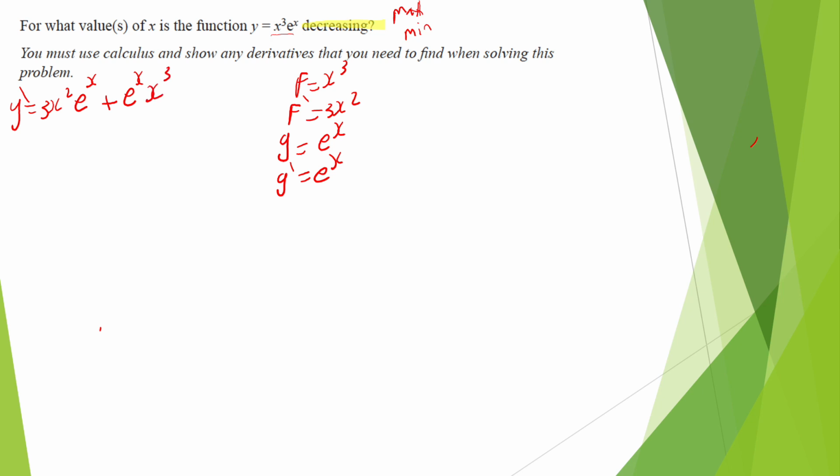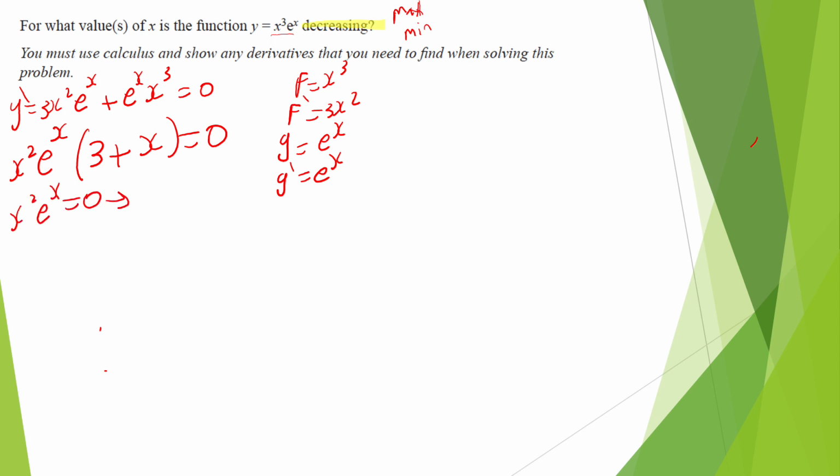Okay, and now to make it 0, we'll make it equal to 0, and because we want to work something out, I'll have to factorize to find the answer. So I'll find e to the x is a common factor and x squared is also a common factor, so I'll have x squared e to the power of x as a common factor, and what is left is 3 plus x equals 0. So the first one, x squared e to the x equals 0, means x is 0, or x equals negative 3. So you've got two values of x.